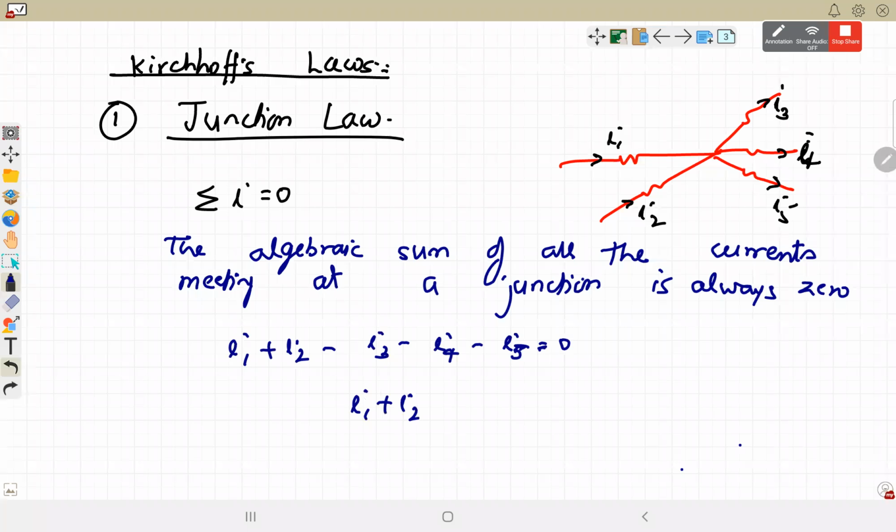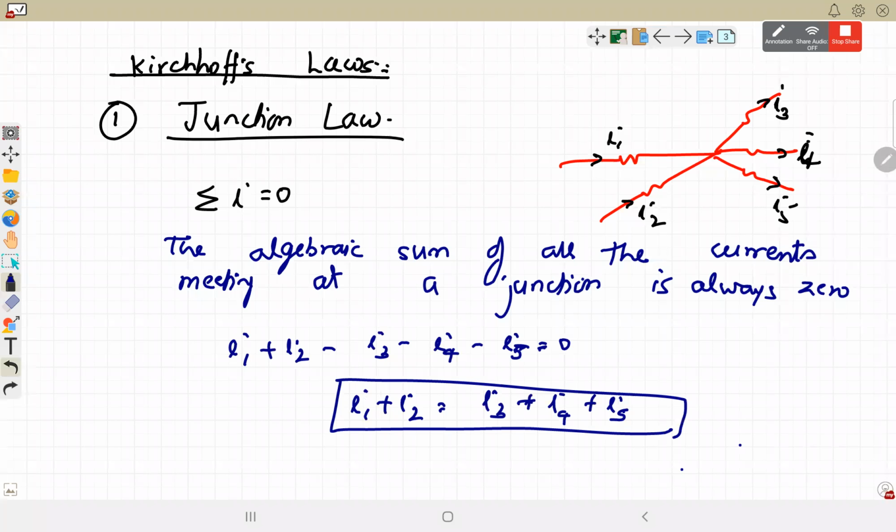As it is, charge has to remain conserved. Charge cannot be stored at the junction. So any charge that enters in a given time, the same charge has to leave from the junction.